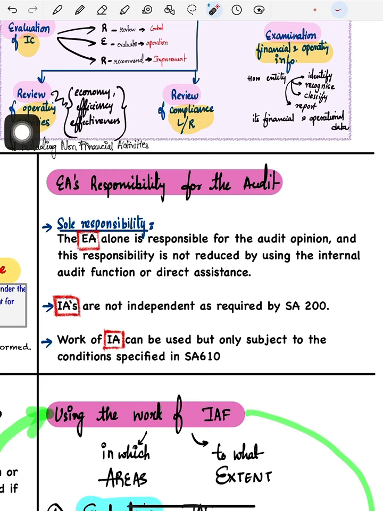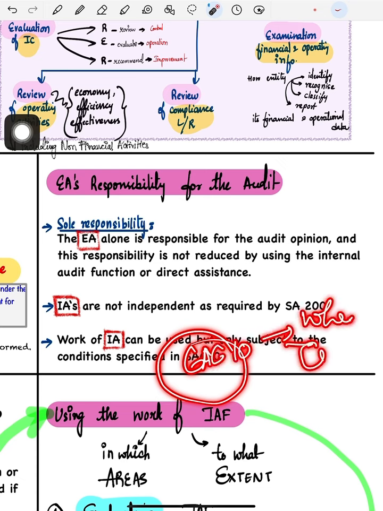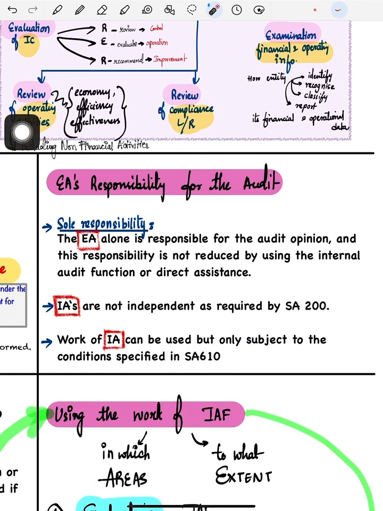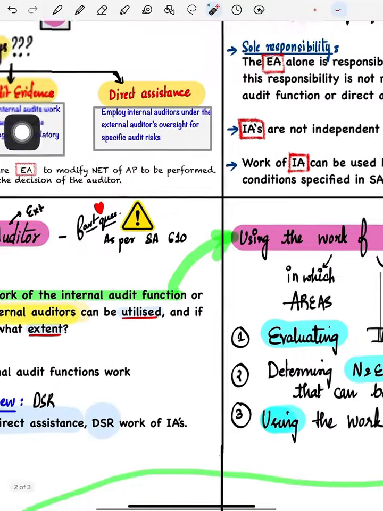Internal auditors are not independent as required by SA 200. Internal auditors are nowhere independent. The work of the internal auditor can be used, but only subject to the conditions specified in SA 610. SA 610 talks about when you can use the internal auditor's work if you satisfy a few conditions, and those conditions are elaborated under this SA.